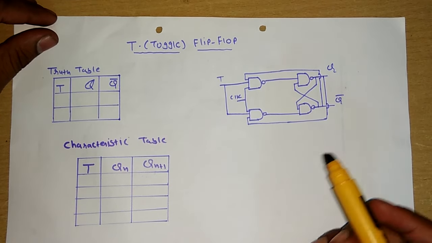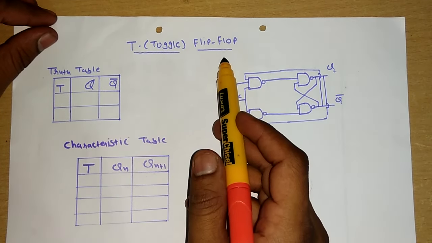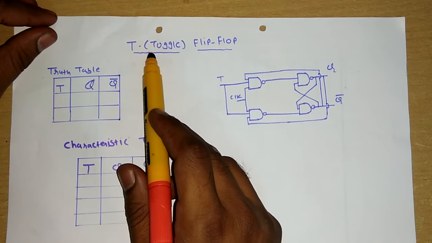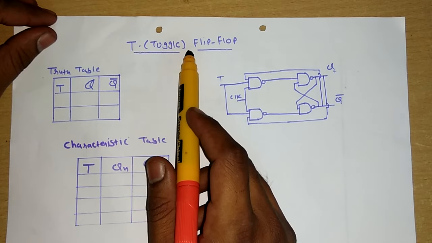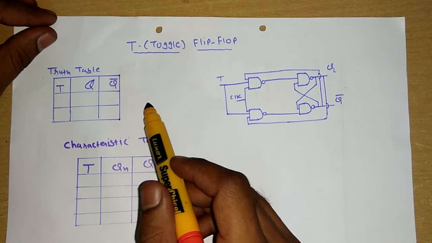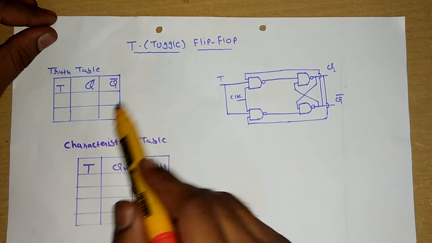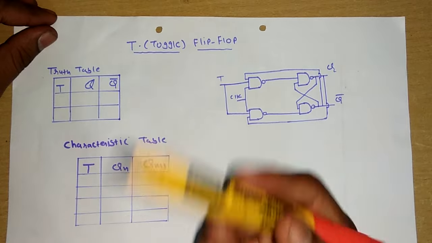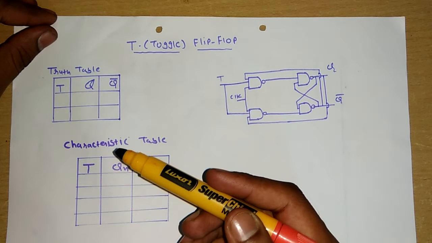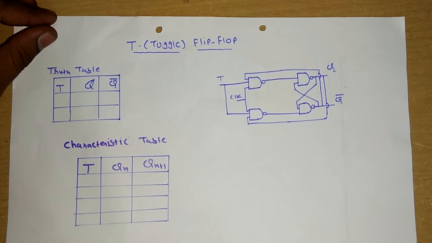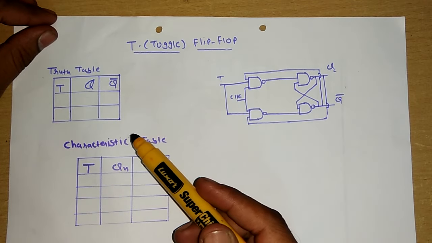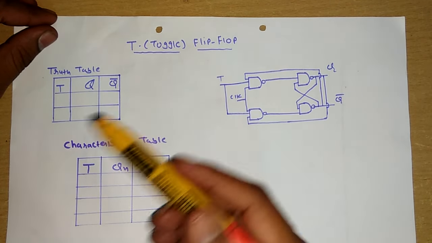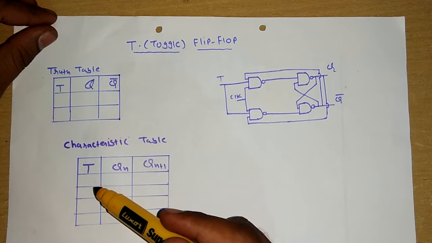Hello friends, let us see how T flip-flop works. Basically, T flip-flop is known as toggle flip-flop. In the last lecture we have seen how JK flip-flop works. JK flip-flop is used to overcome the condition of invalid states in the SR flip-flop. Now, if we want only the toggle conditions, then we have to use T flip-flop.